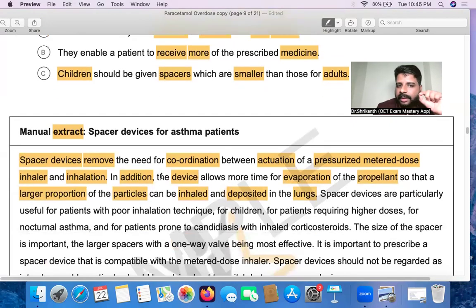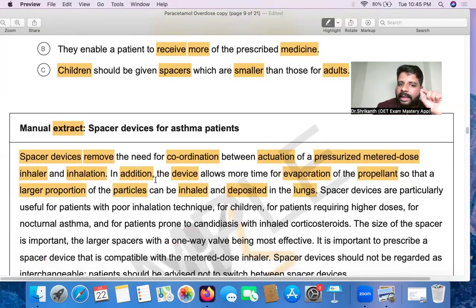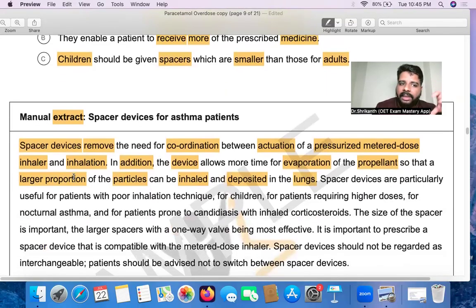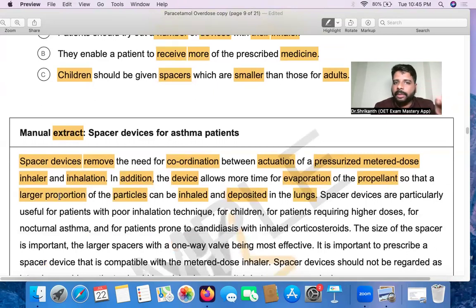Now you read this sentence over here. And what is the sentence telling? In addition, the device allows more time for evaporation of the propellant so that a larger proportion means what? More quantity of the particles. So what are we inhaling? What gets deposited in the lungs? The medicine, right? So see, this is how the OET tricks you with synonyms.